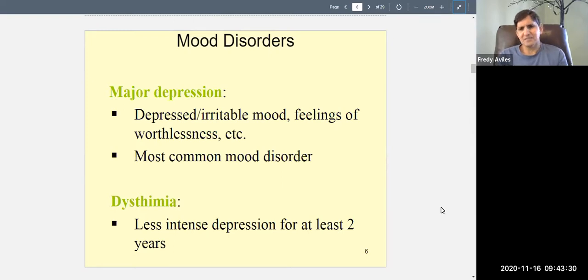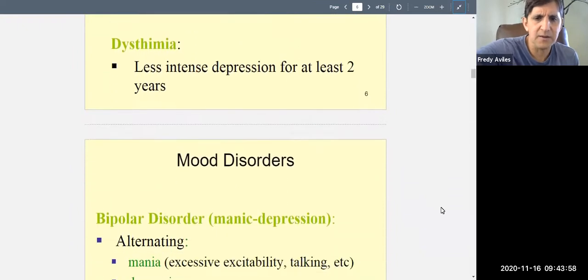Dysthymia is less intense depression that will last at least 2 years. Dysthymia is like when you're feeling down, you feel awful. It's not as extreme as depression, but it seems to last longer. It lasts at least 2 years. I'm not sure that's even a different psychological disorder. It just seems like less intense depression, but it does seem to last longer. But even major depression by itself can last for years. Let's talk about other ones.